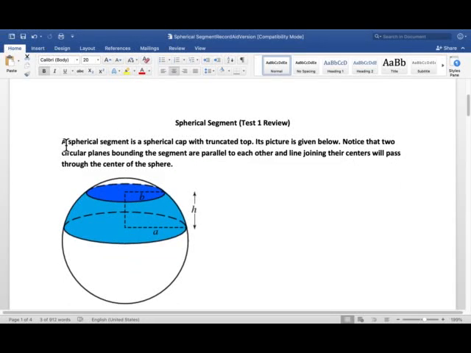Basically, a spherical segment is a spherical cap with a truncated top. So if I take this sphere and cut off a plane here, so that a line from the center of the sphere goes perpendicular to this plane, and this surface and this surface are parallel. This surface has the radius B and this surface has the radius A, and the height of the cap is H.